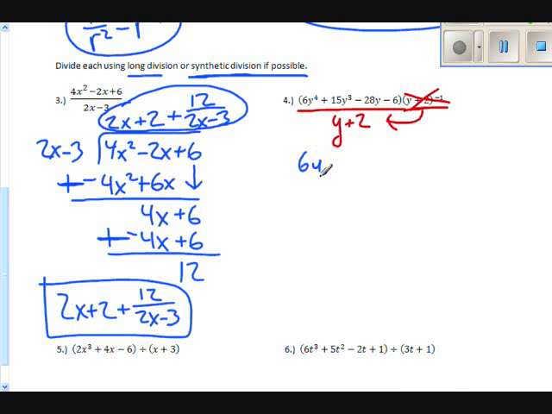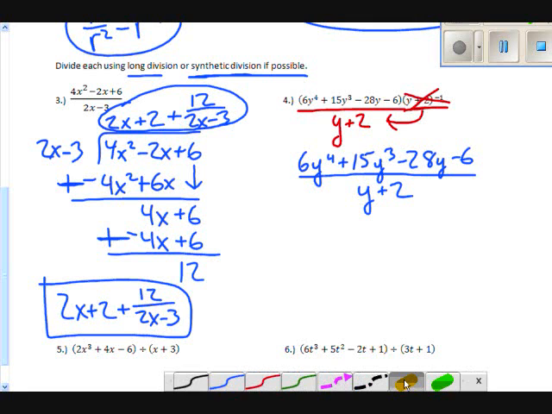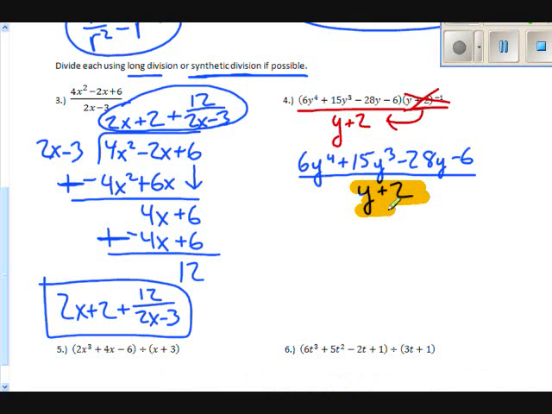So now I've got 6y to the 4th plus 15y to the 3rd minus 28y minus 6 divided by the y plus 2. And for this one, I can use synthetic division because I've got a binomial here with a leading coefficient of 1, and it's of the first degree. Here's where I can use synthetic division.